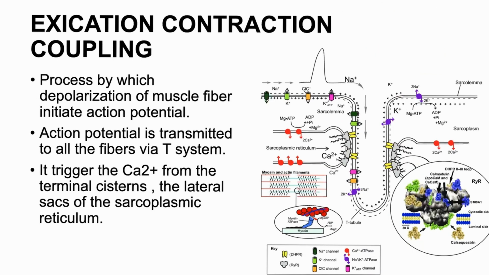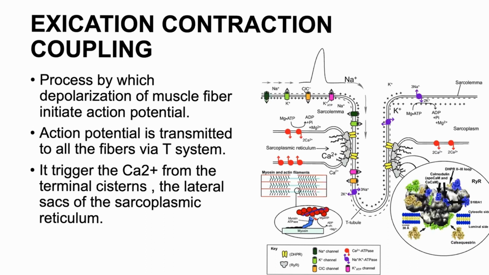Excitation-contraction coupling is basically a process by which depolarization of the muscle fiber initiates action potential. Action potential is transmitted to all fibers via the T system. You're already familiar with the T tubule. This is a sarcolemma, nothing that you've never seen before. Only difference is now you're seeing the sodium-potassium ATPase pump and all of these ion channels actually there. So the action potential is transmitted, as we know, to the T system, and the sodium here is influx into the T tubule, and it triggers the calcium from the terminal cisterns.